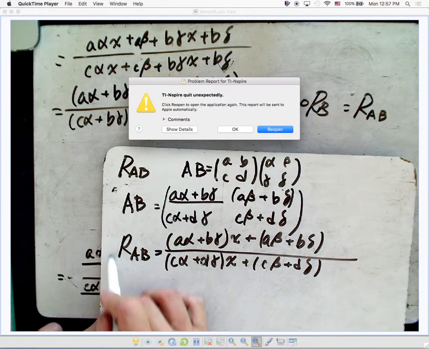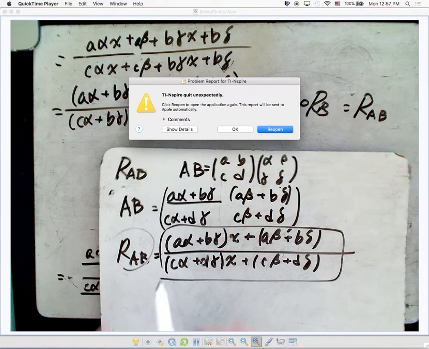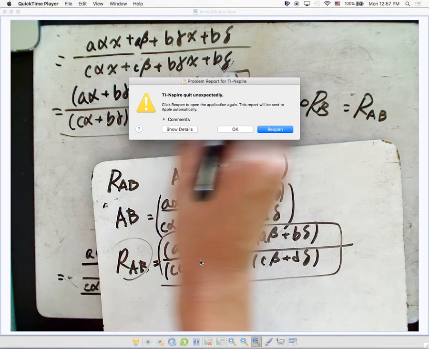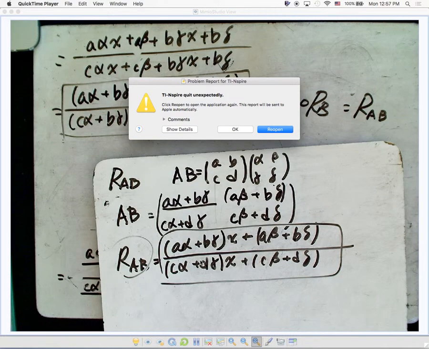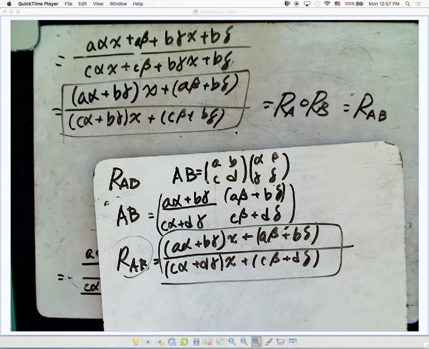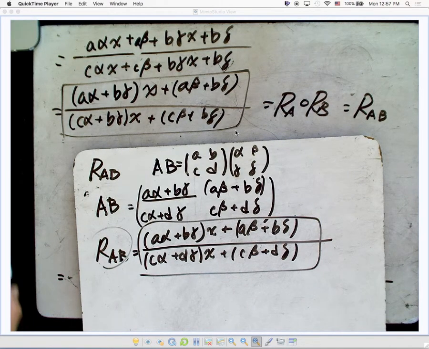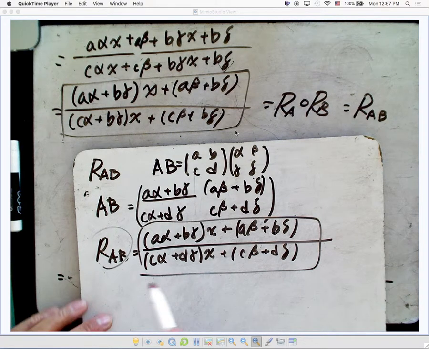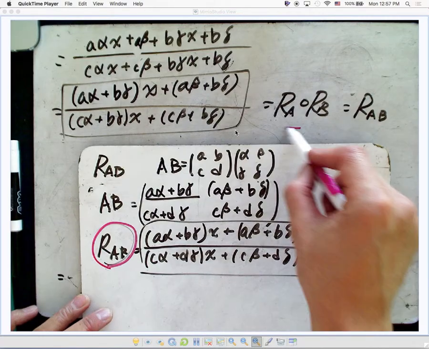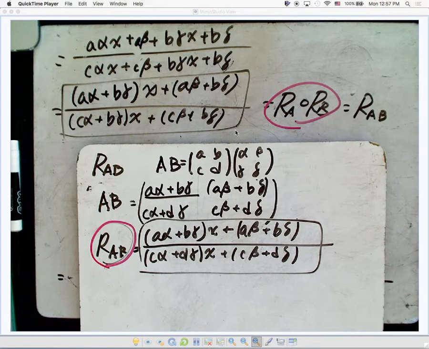So let's compare this guy to this guy. Take a second to look at it. It's exactly the same after all. So that tells us that this guy is exactly the same as this guy, which proved Theorem 3.10.